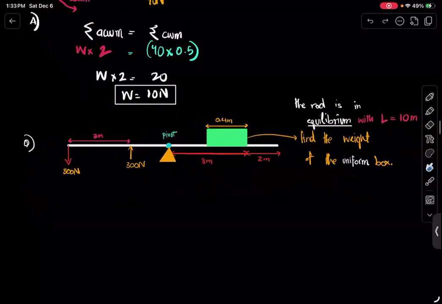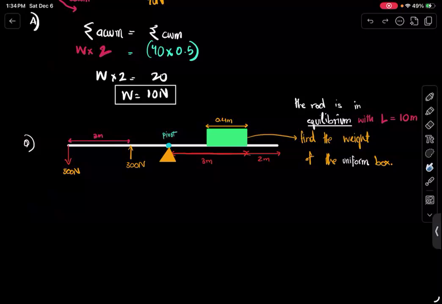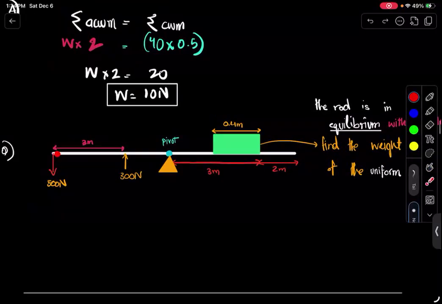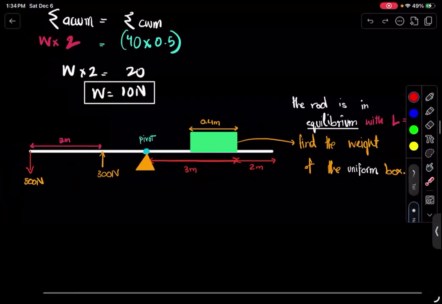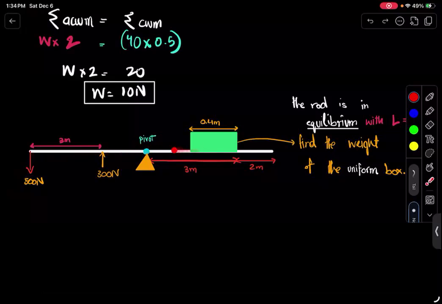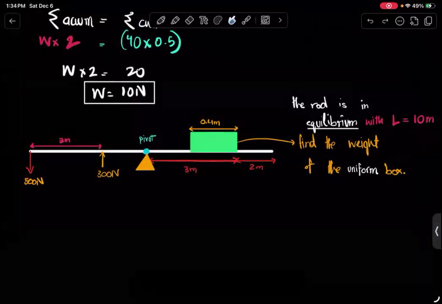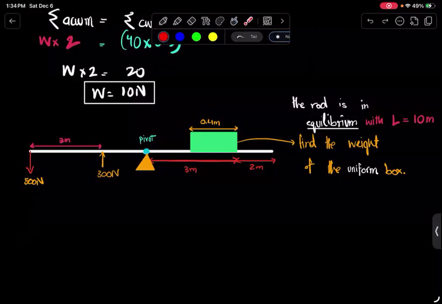This is also a good one. The question says this is a rod in equilibrium with a length of 10 meters, so the length of this entire rod is 10 meters. You have to find the weight of this uniform box. That's the entire question. They are in equilibrium, and you have to find the weight of this uniform box. You also have a force over here.